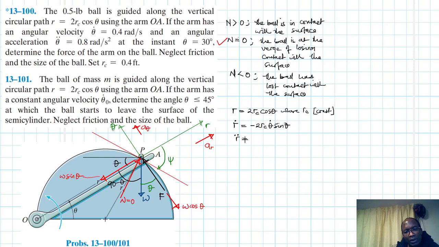Then r double dot, we factor out the constant and use the product rule. We find the derivative of one while holding the other constant, and then we do the same for the other one. Then we'll have something like so. Great, and then what else? We have theta naught, and it is constant, and therefore we expect theta double dot to be equal to 0.